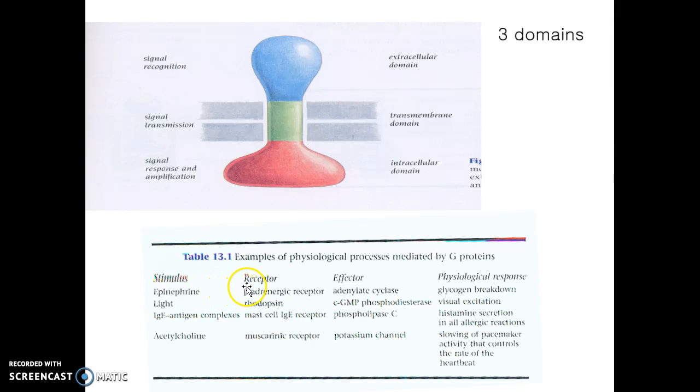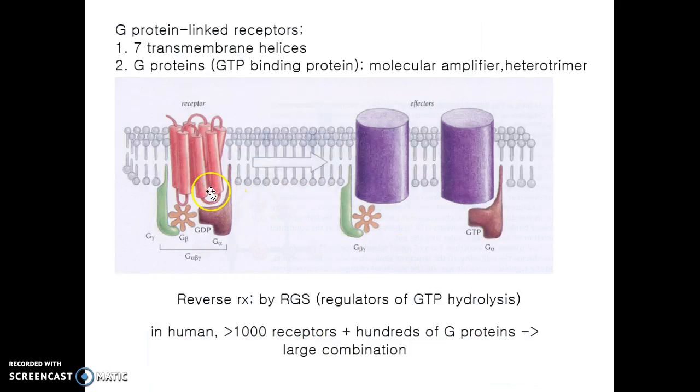Epinephrine binds to the beta-adrenergic receptor. Its effector will be adenylate cyclase. The physiological response will be glycogen breakdown. Light activates rhodopsin, and its effector will be cyclic GMP phosphodiesterase for the visual excitation. And there are some more examples. You can see receptors showing 7 transmembrane helices.